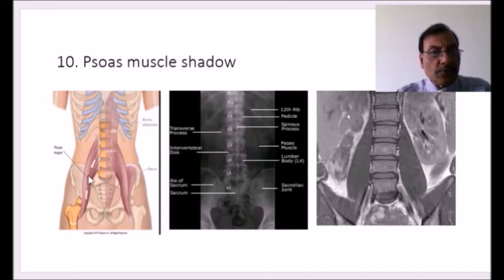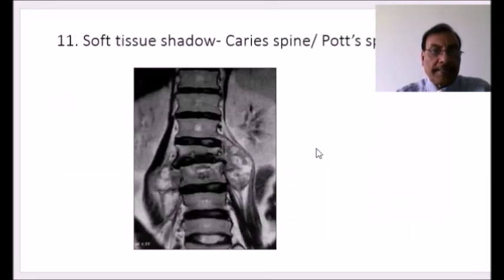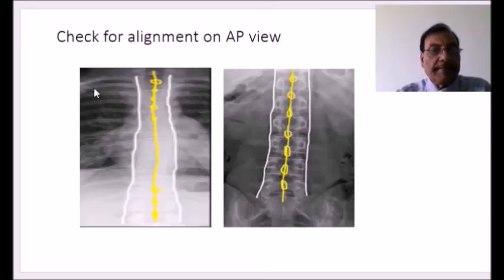You can see the psoas muscle shadow, clearly seen. Of course, it is an MRI, but the psoas shadow is clearly seen. And then, not forgetting to look for the soft tissue shadow, especially in the case of caries spine or Pott's spine. It looks like a fusiform swelling. And check for alignment. In the AP view, you have to see the alignment of the spinous processes and the lateral border of the vertebrae.